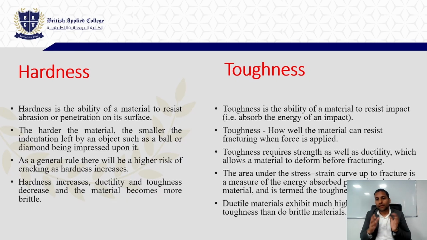So these are the few things you need to know: strength, hardness, and toughness. For now, just remember, modulus of elasticity gives you a measure of the strength. Strength is the amount of stress an object can take before failure. Hardness is the ability of the material to resist abrasion or penetration on its surface, and toughness is the ability of the material to resist impact, or the amount of energy it can absorb. These are the three things you need to understand.